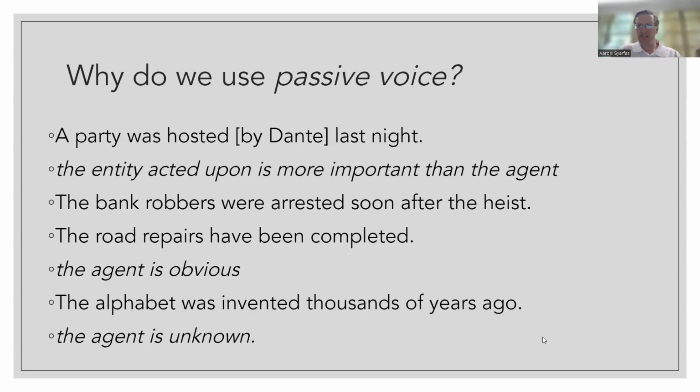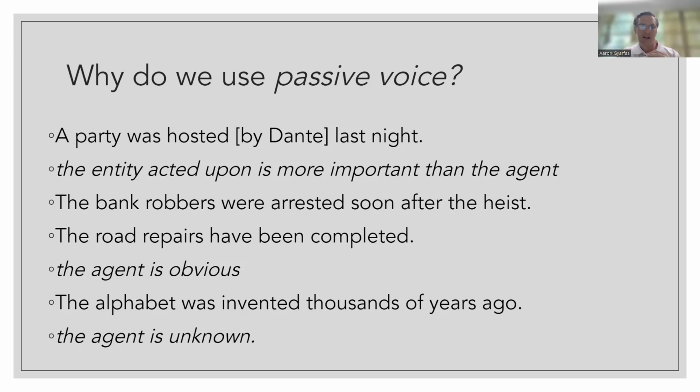Why do we use this? Why do we do this? Goodness gracious, right? Why do we use passive voice? In the first sentence, if I'm talking about the party and saying the party was hosted by Dante last night, that entity that's being acted on is more important than the agent. The agent is the person or thing that's doing the verb. In this case, I'm emphasizing party. I'm telling you about the party. The party is more important than poor Dante.